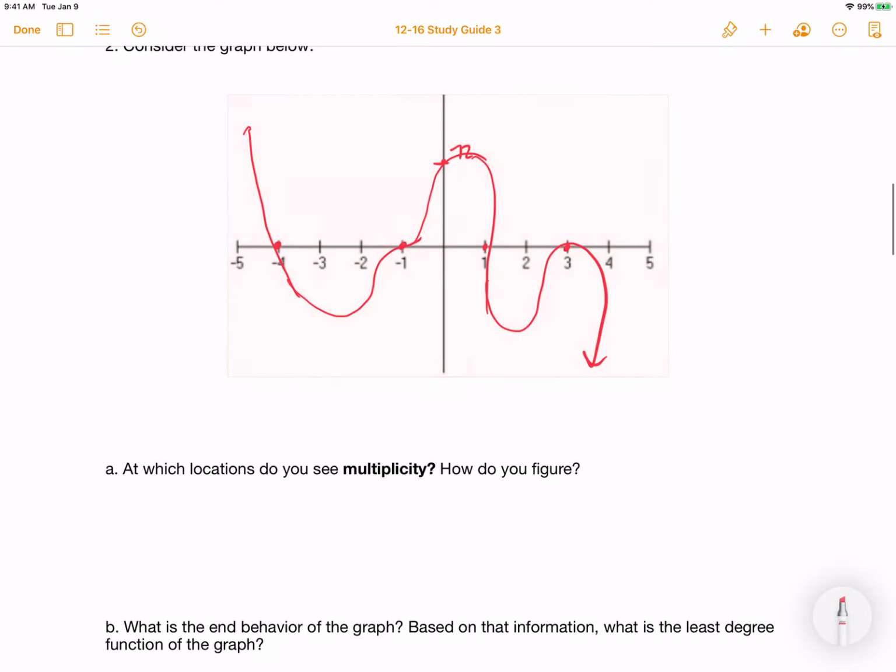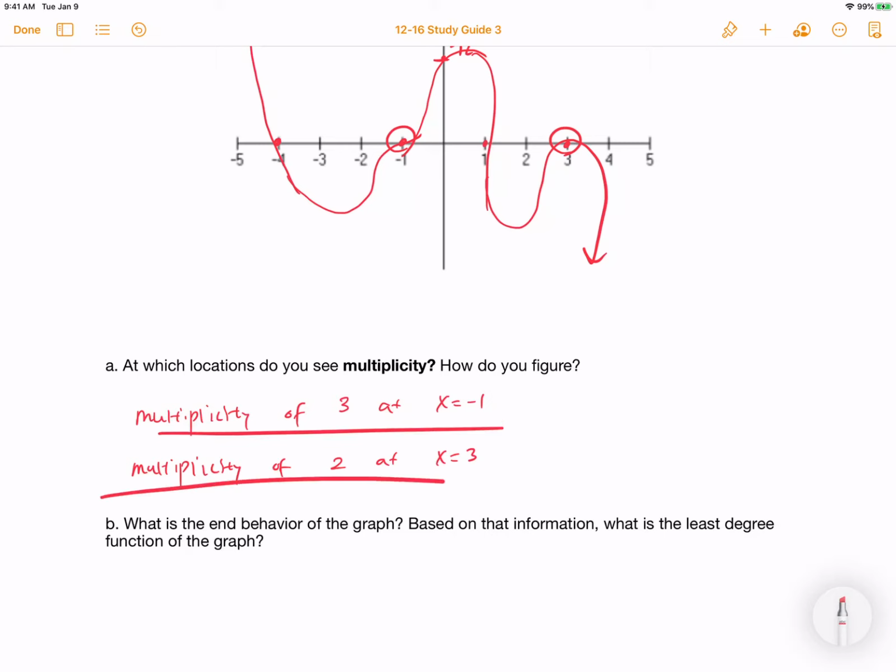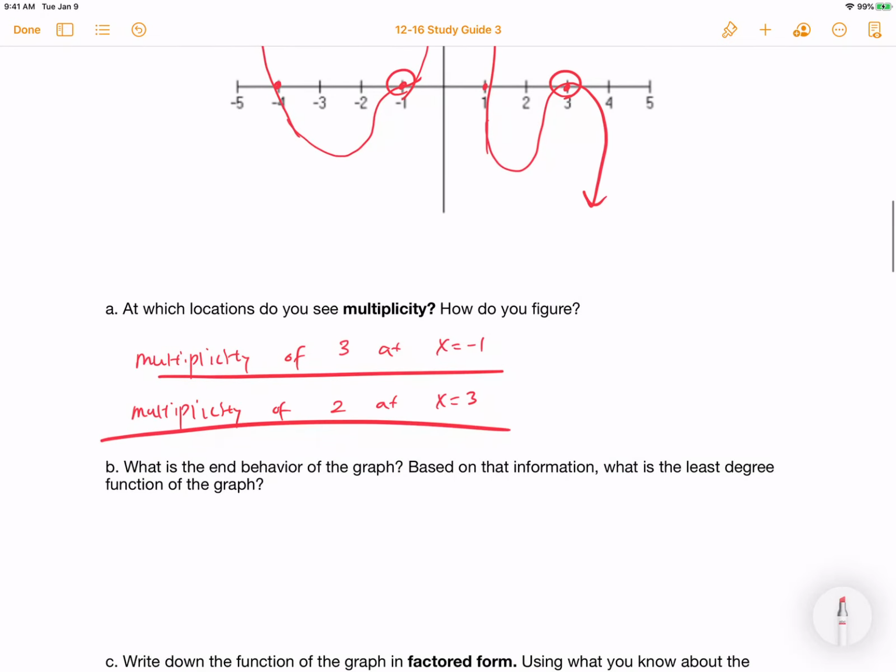All right, so then I told you that there's a multiplicity at 2 locations. Well, actually, just 2 multiplicity of both mix of odd and even. There is multiplicity of 3 at x equals negative 1, and there's multiplicity of 2 at x equals 3. This is what I'm expecting you guys to write down. What is the end behavior of the graph? As x approaches negative infinity, y approaches positive. As x approaches positive infinity, y approaches negative.